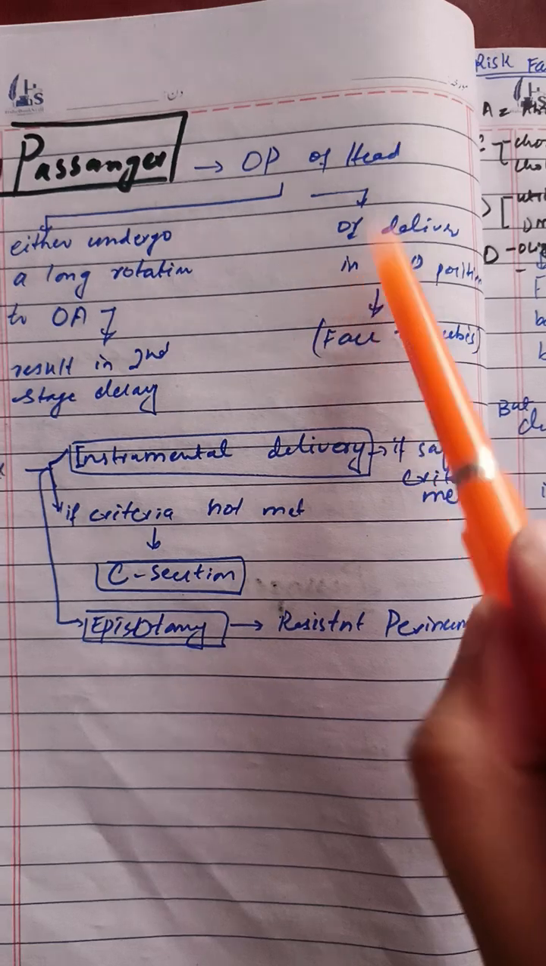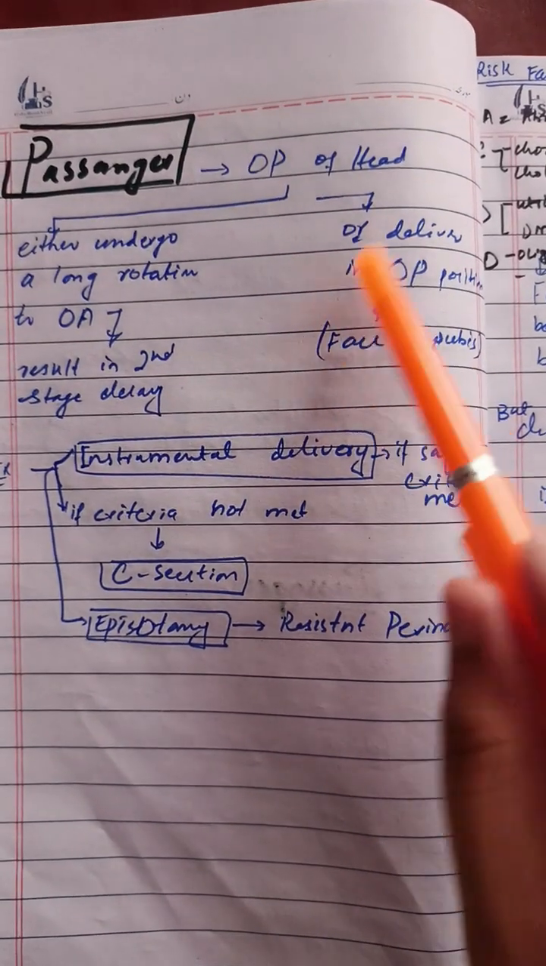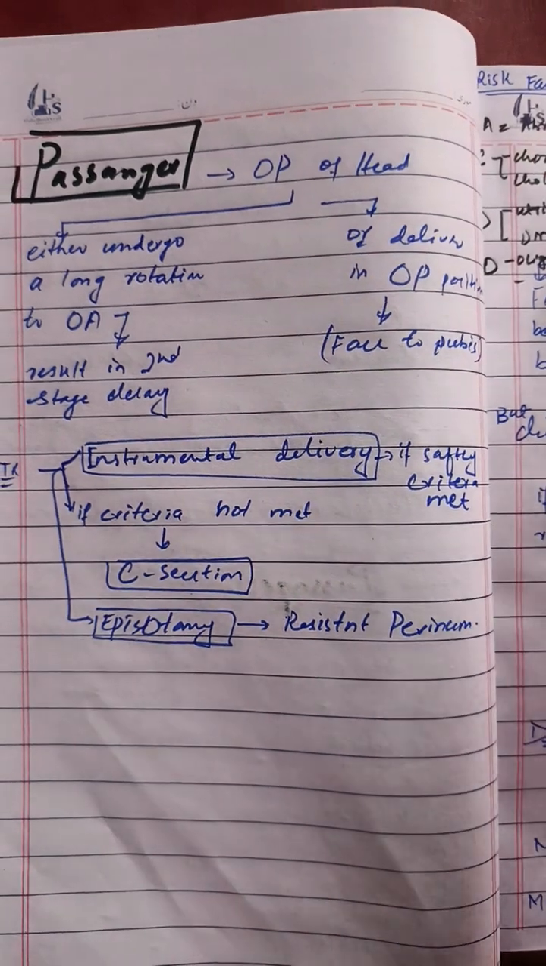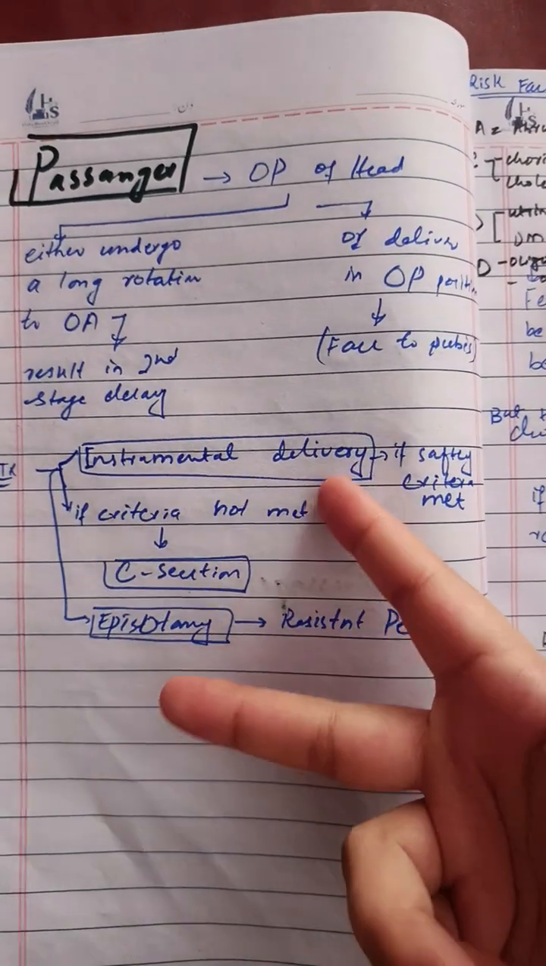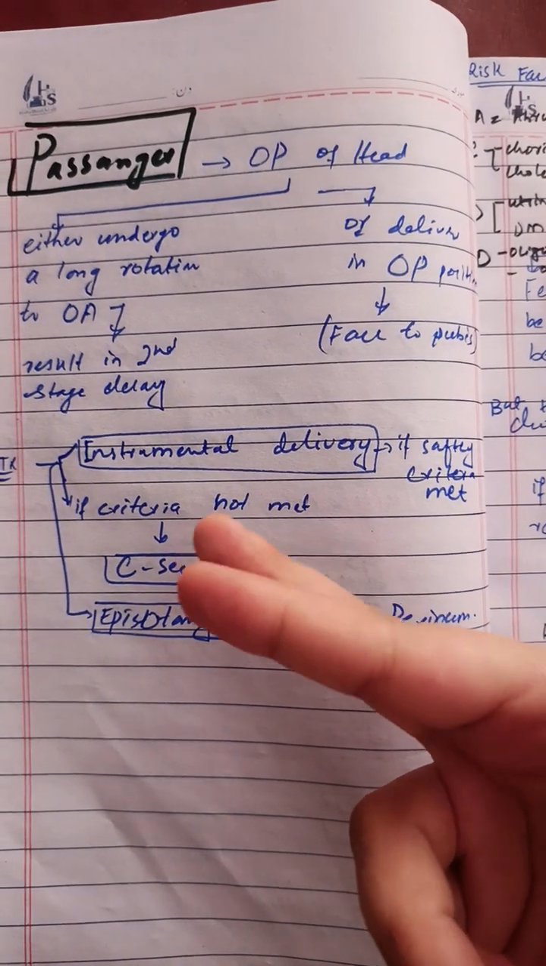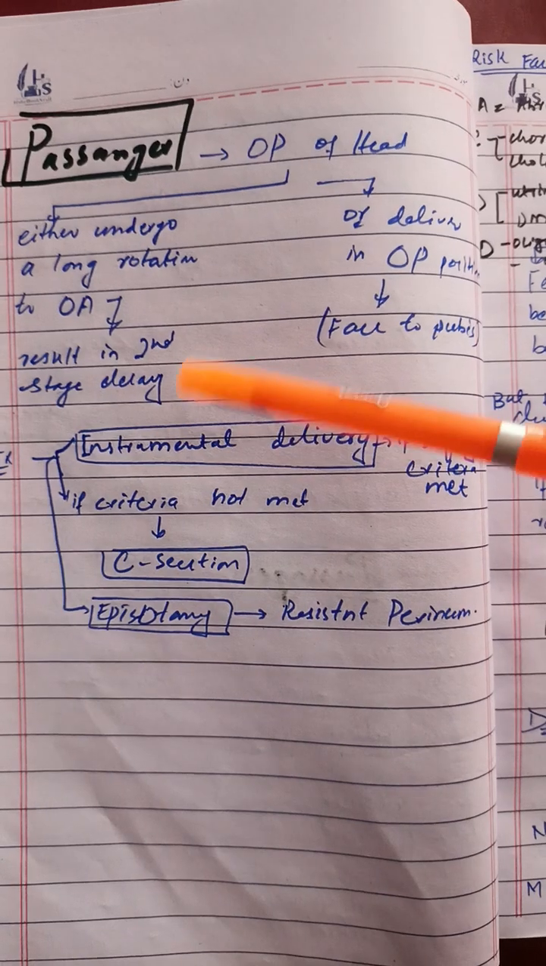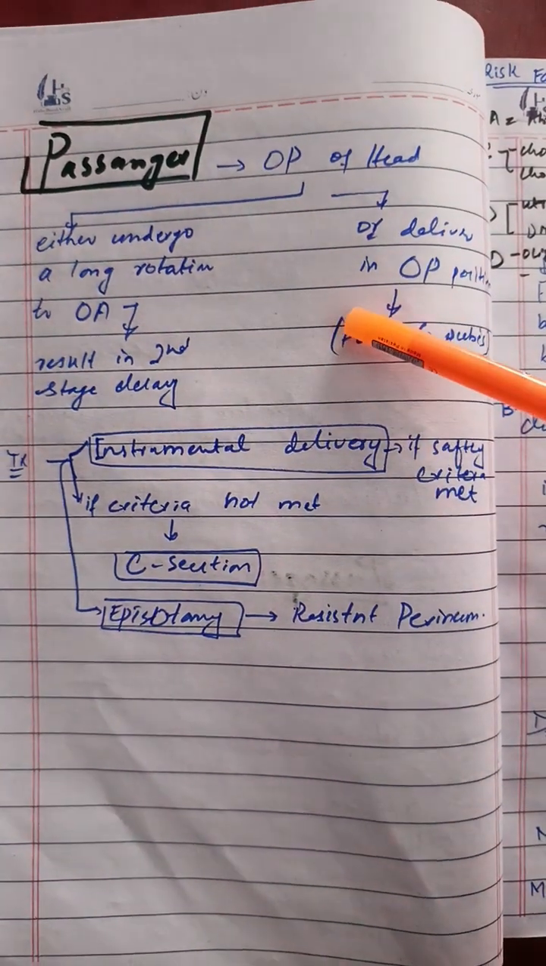this delivery will take time. This will result in face-to-pubis delivery. Occipito-posterior position is basically face to pubis, in which the symphysis pubis and the face lie against each other. So in this case, it will also result in poor progress in the second stage of labor.